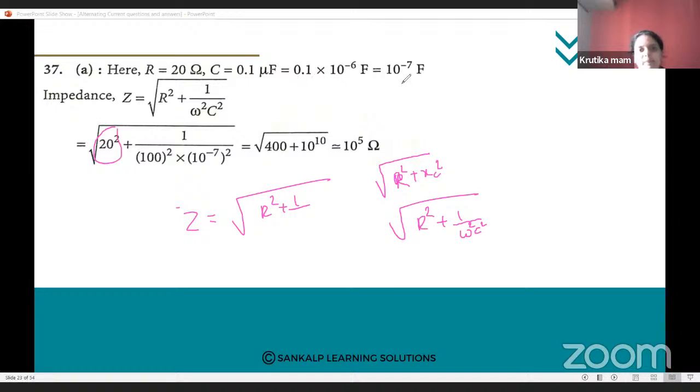Omega value is given. The capacitance value is 0.1 microfarad. If you convert, it becomes 10 raised to minus 7, and omega value is given as 100 radian per second. So see the calculation. If you have any doubt, you can ask. Option A is the correct answer. That is 10 to the power of 5.